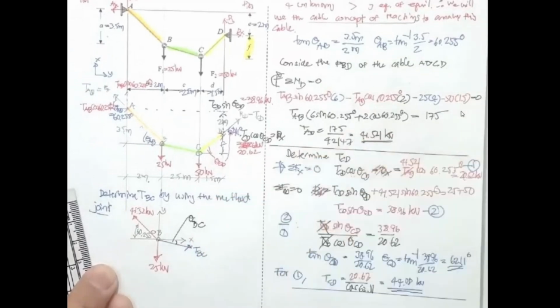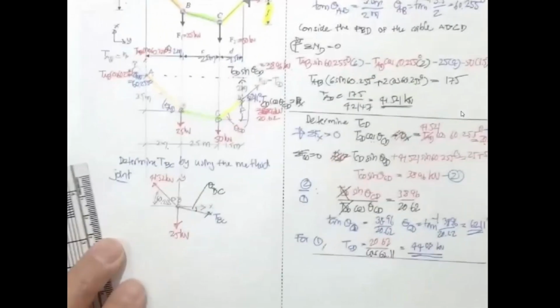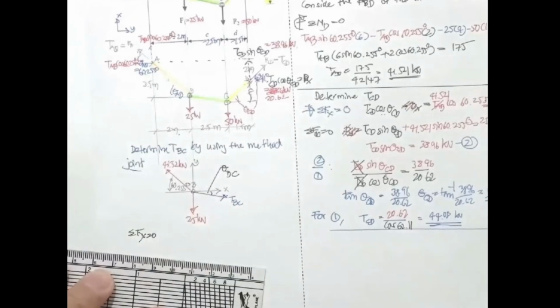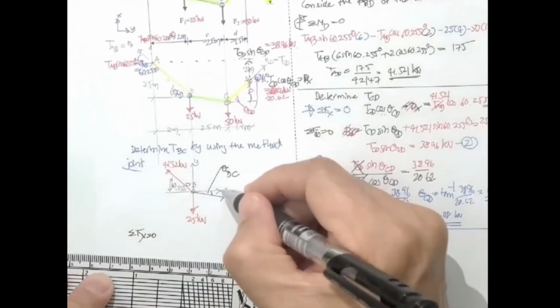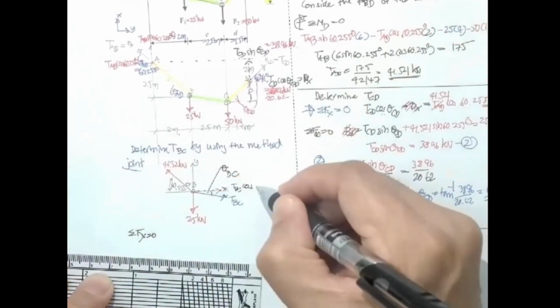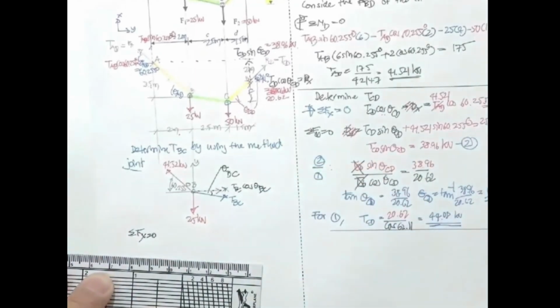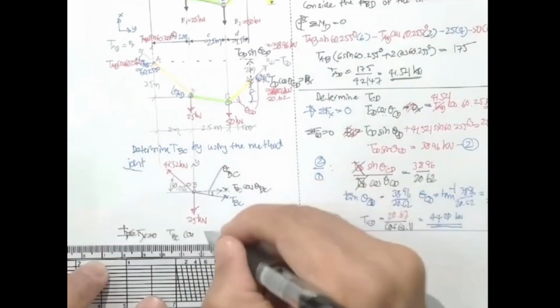Now, the unknown is not only the force. The unknown is the force and the angle. Don't worry. We are going to do the same as before. We just do the summation of F sub x equal to 0. What you get is this going to be your T sub BC cosine theta sub BC, and then put this one in positive. T sub BC cosine theta sub BC.